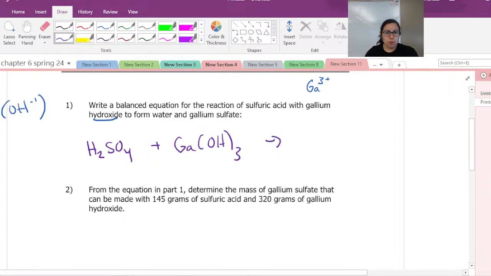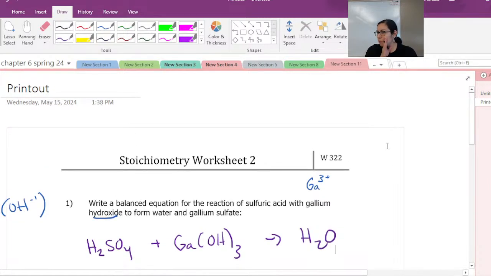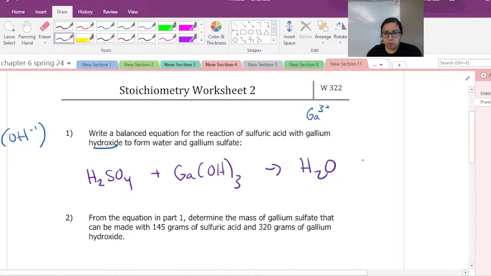And then it says it forms water. So we all know water is H2O, right? And then, oh, pop quiz. This is for your quiz. What's the formula for ammonia? NH3. Yeah, ammonia is NH3. So hint, that'll be on your quiz because there's a question kind of like this, except it's less hard. All right, so then we have water, and then what was gallium sulfate's formula?